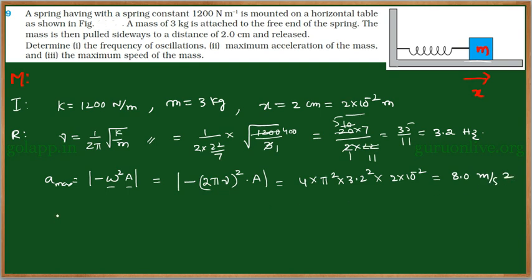Now we need to find out the maximum speed of the mass, that is V. V is equal to omega into A, that is equal to omega, which is 2 pi nu, into A, that is equal to 2 into 22 by 7 into 3.2 into 2 into 10 to the power of minus 2, that is equal to, students, you can simplify it later. So we will get a value of 0.4 meter per second. So these are the quantities that we need to find out: a frequency, that is 3.2 hertz, a maximum acceleration, that is 8 meter per second square, and the maximum speed of the mass, that is 0.4 meter per second.